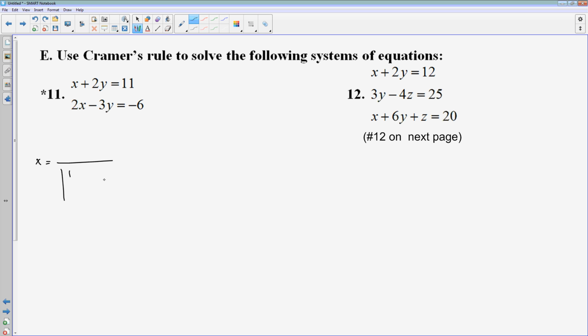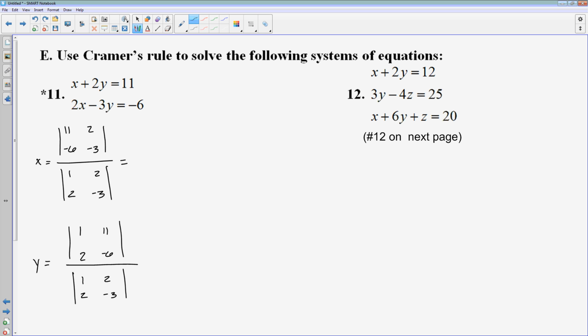But that would be 1, 2, and then 2, negative 3. And if I'm solving for x on top, what I do is I take out the coefficients for x, which were 1 and 2, and I put the answers on the right side in the places of the x's. The y's will stay the same. And then down here for my y, my bottom matrix is still 1, 2, 2, negative 3. But in the numerator, since I'm solving for y, this time I'll replace the y column, 2, negative 3. I'm going to replace those with 11 and negative 6. The x coefficients will remain, so 1, 2.